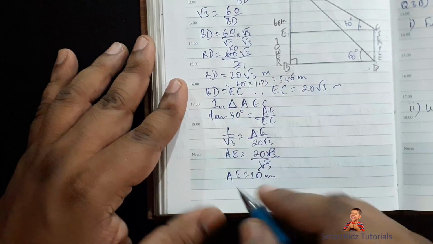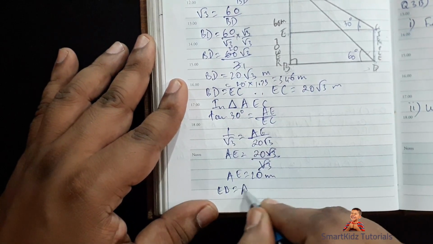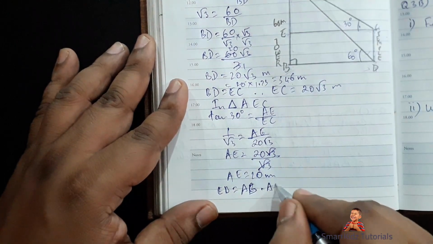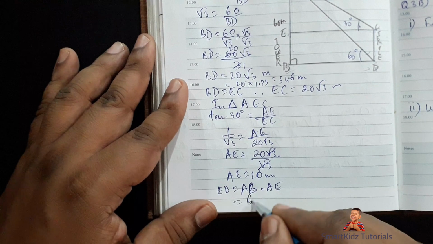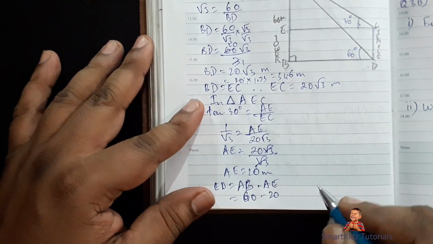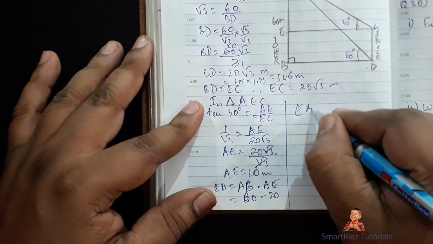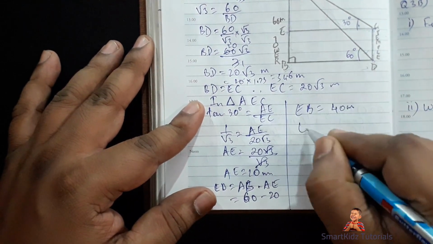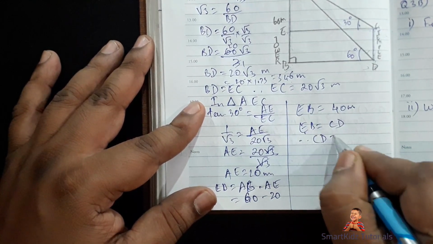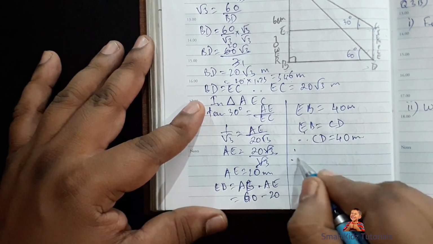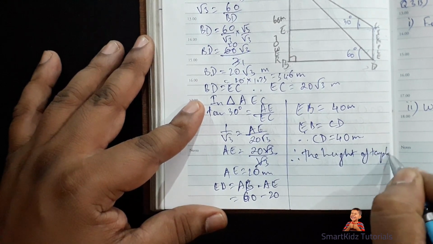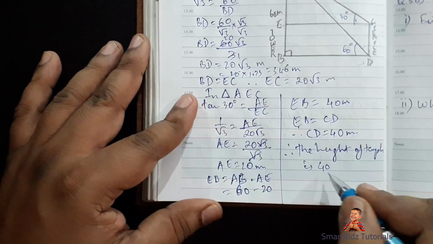Now, if you want to find EB, EB is equal to AB, that is the full length, minus AE. So that's 60 minus 20, and 60 minus 20 is 40. So EB we get equal to 40 meters. Now, because it's a rectangle, EB is equal to CD. Therefore, CD we get equal to 40 meters. You can say, therefore, the height of the temple is 40 meters.